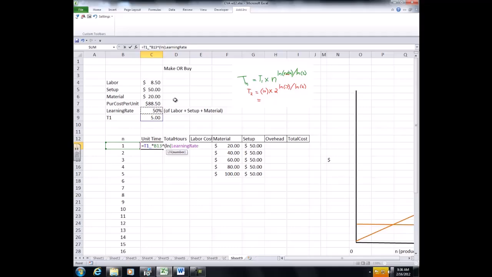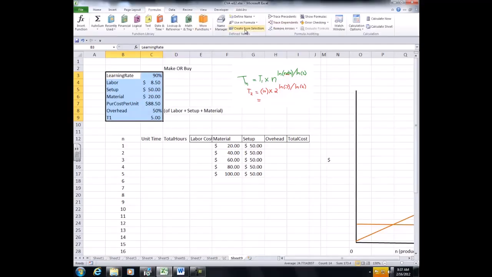I don't have the learning ratio. So let me go back and let's put here the learning... Oh, no, I do. I mislabeled this. This is overhead. And I'll put here the learning rate. Of course, the name now will be incorrect. What's the learning rate for this problem? 90%? Let's see if I can rename these cells.